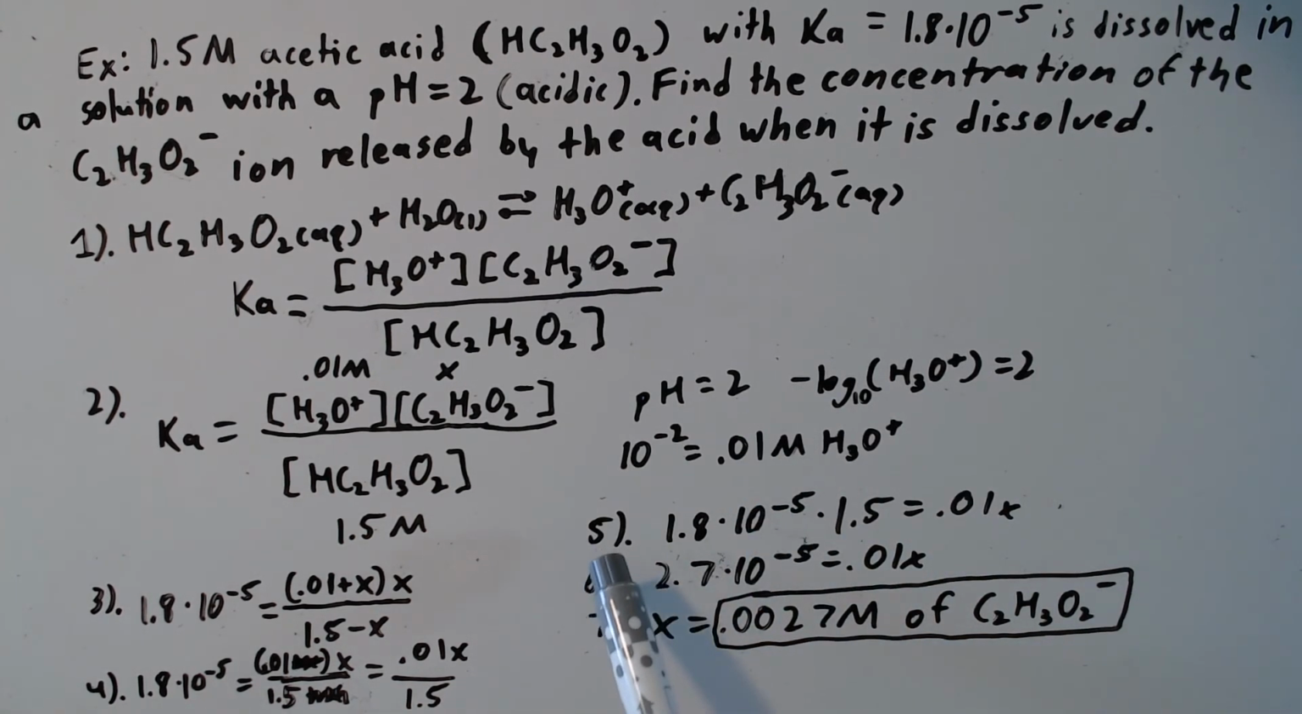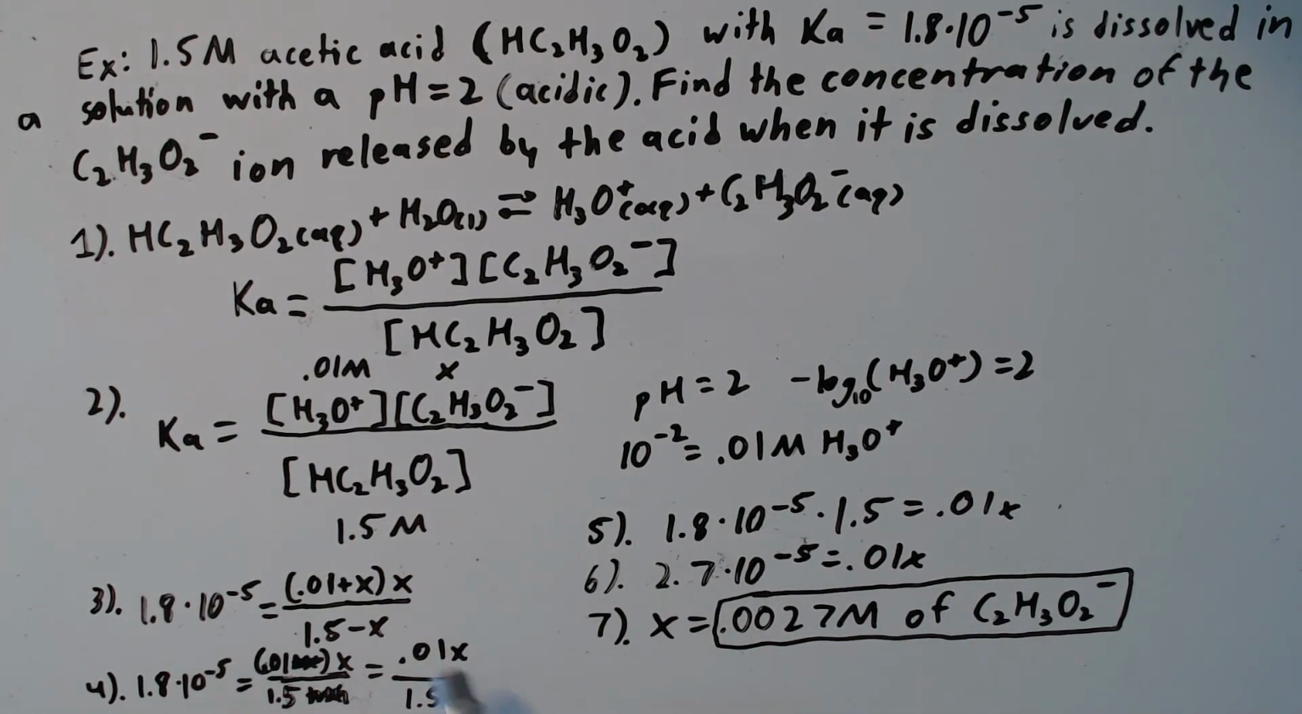So let's go on to the next step. Now that we know that 1.8 times 10 to the negative fifth equals 0.01 X over 1.5, we can multiply 1.5 by 1.8 times 10 to the negative fifth, and we will get 1.8 times 10 to the negative fifth times 1.5 equals the 0.01 X on top. And then 1.8 times 10 to the negative 5 times 1.5 is 2.7 times 10 to the negative 5, and this equals the 0.01 X. Divide the 2.7 times 10 to the negative 5 by 0.01, and we get 0.0027 molar of this X.